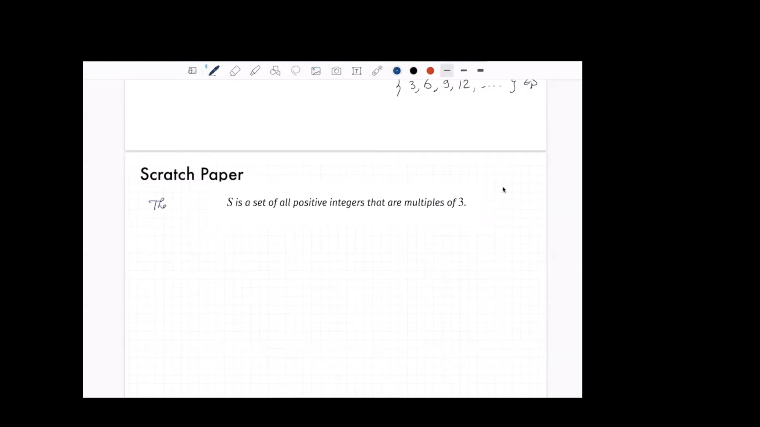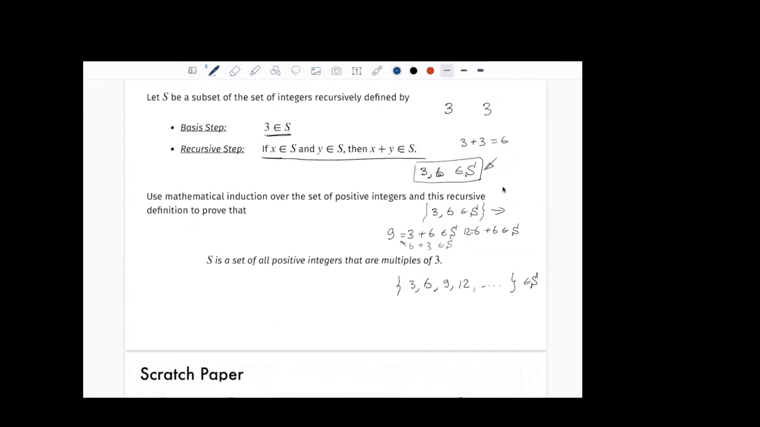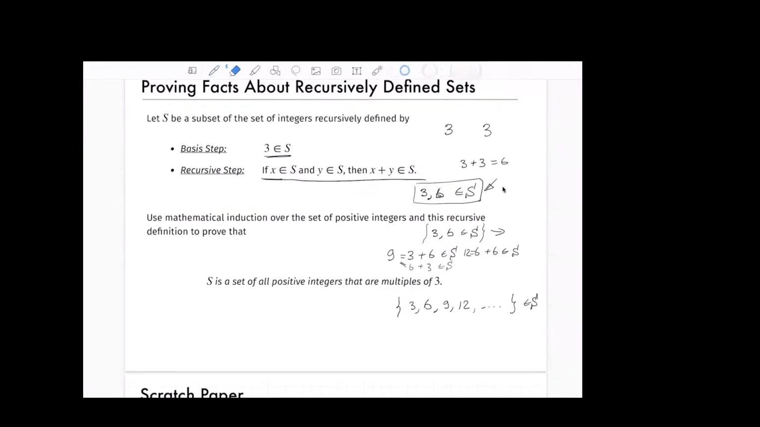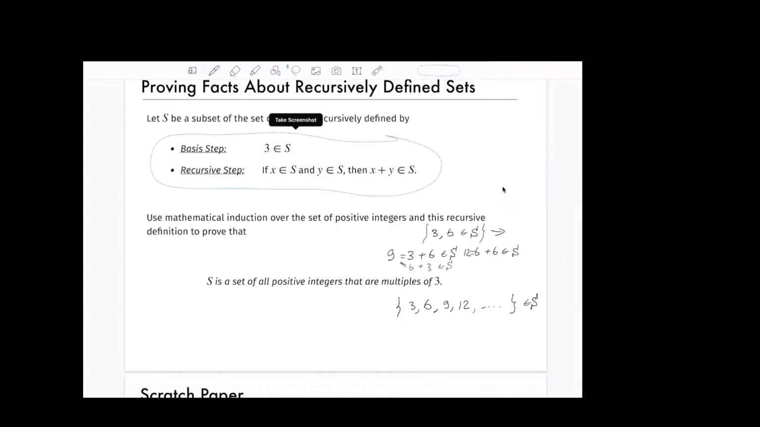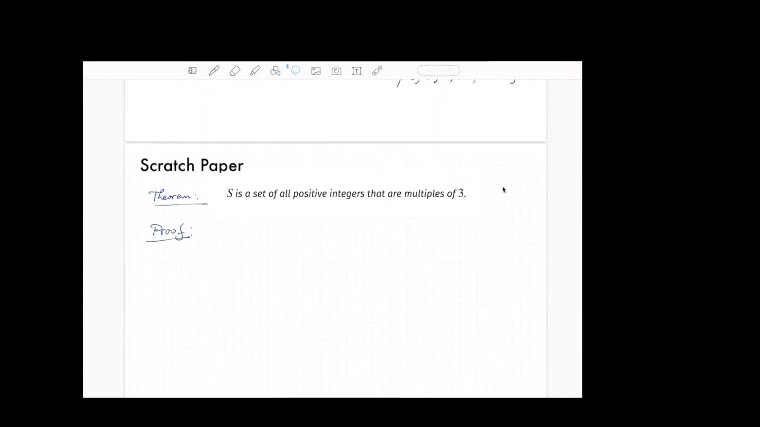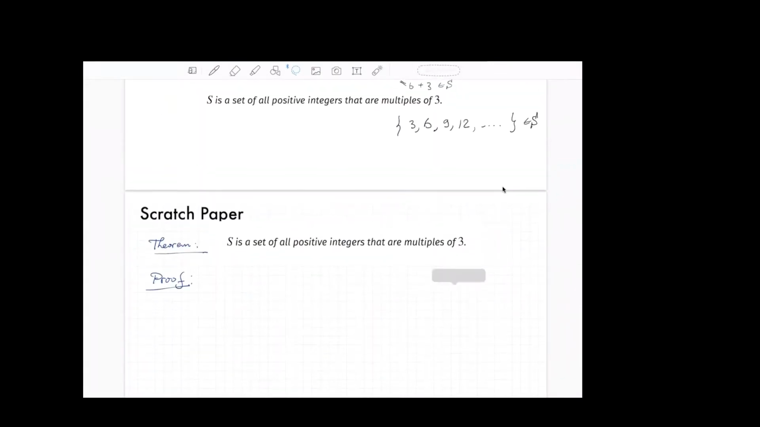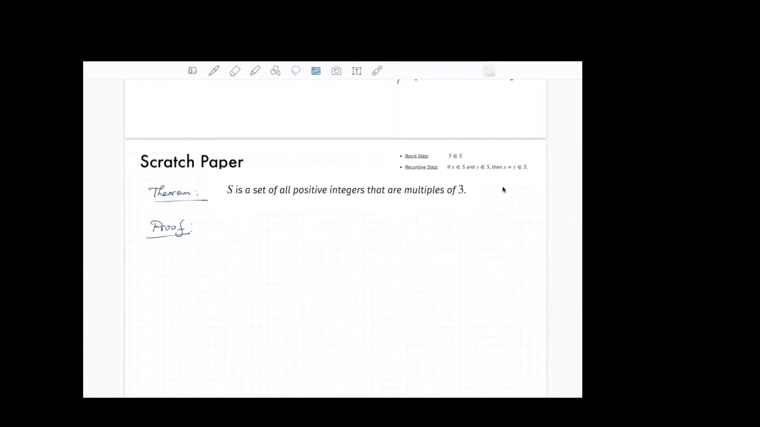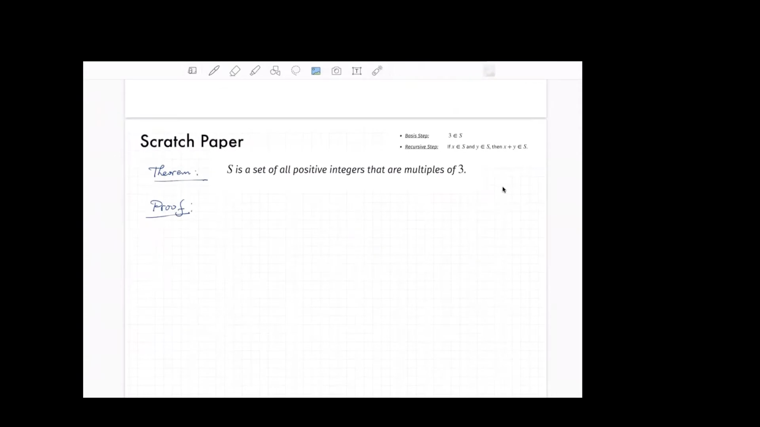Theorem. Proof. We do need the definition as well, so let me copy that so you have something to refer to as we carry out the proof. There's the definition up there somewhere. This is how S is defined. Now we're going to prove facts about S. So here's the theorem that we're about to prove.